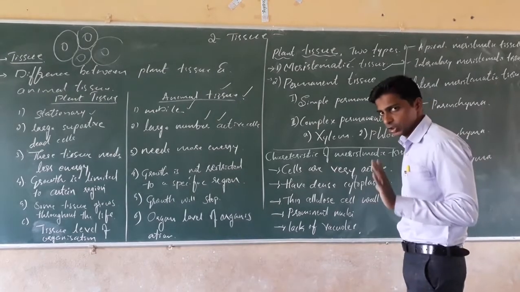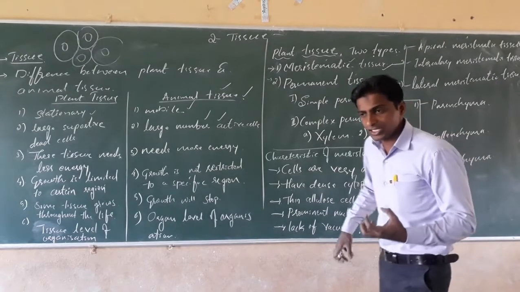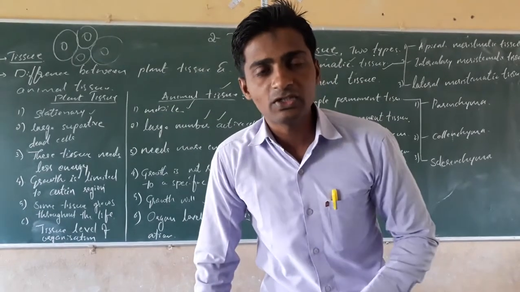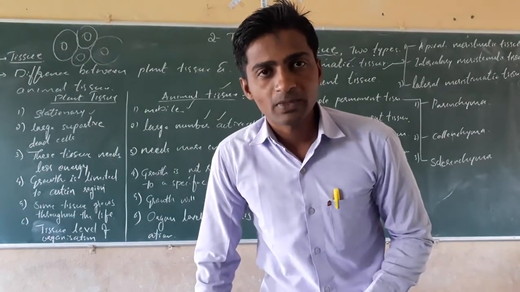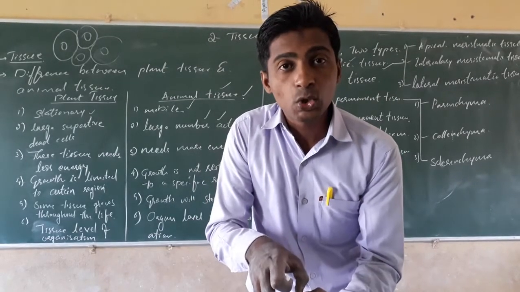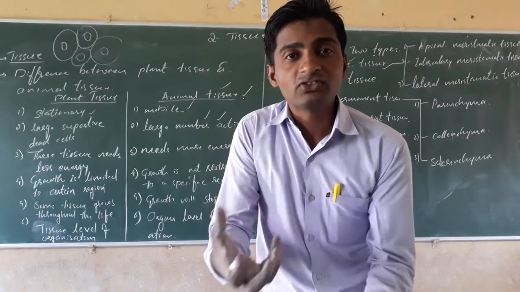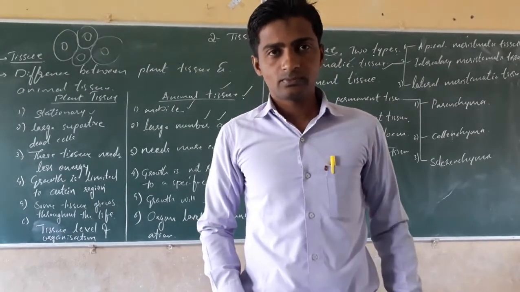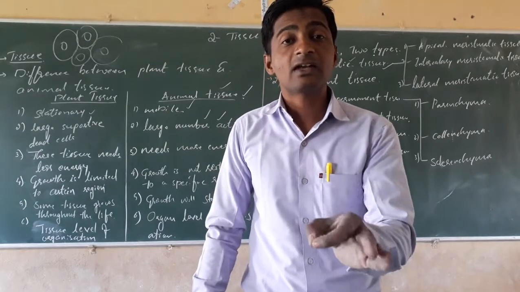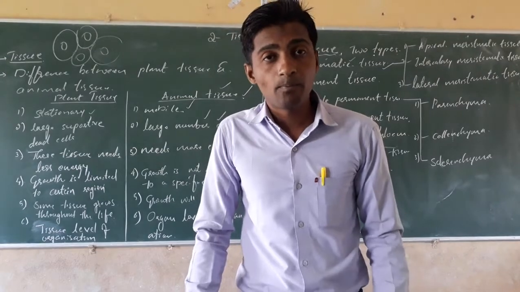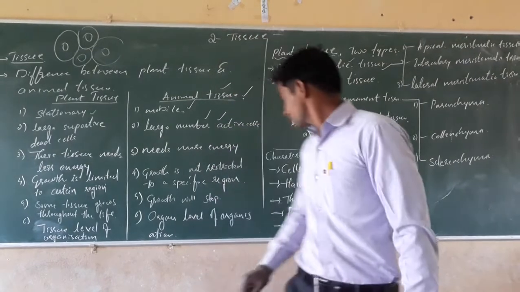The cells are active. Why are they active? It means the cell division is very rapid. You have studied cell division in the previous topic. In meristematic tissue, cell division is faster. That's why we can say the cells are very active. Rapid cell division occurs in the meristematic tissue. Yes?